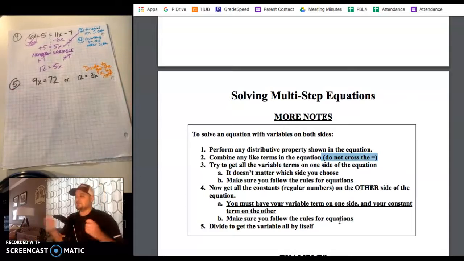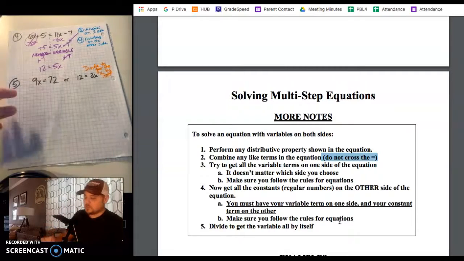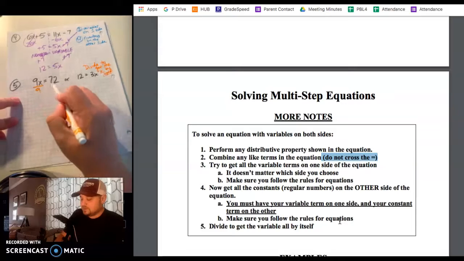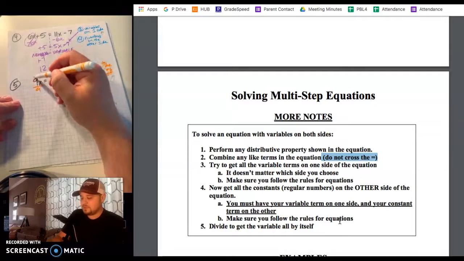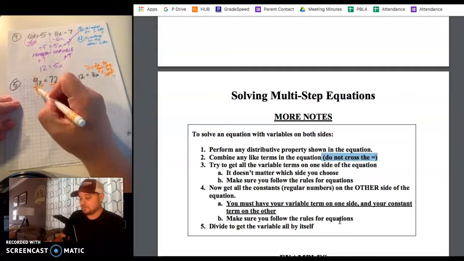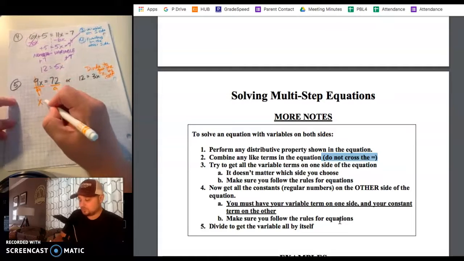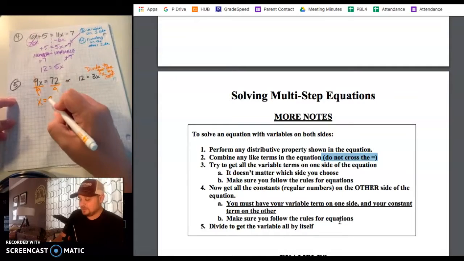Okay, so these are the 5 skills that you need to solve your equations. So let's go ahead and do these very quick. Divide by the number in front of the x. So the coefficient in front of x is 9. Divide by 9, that goes away. 9 divided by 9 is 1, so this is now just 1x. 72 divided by 9 is 8.